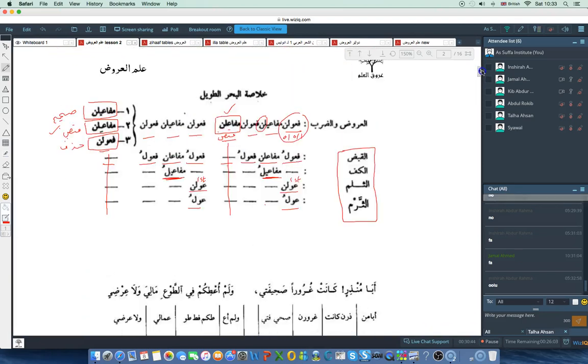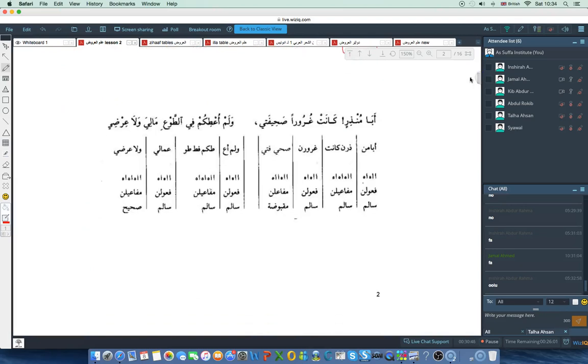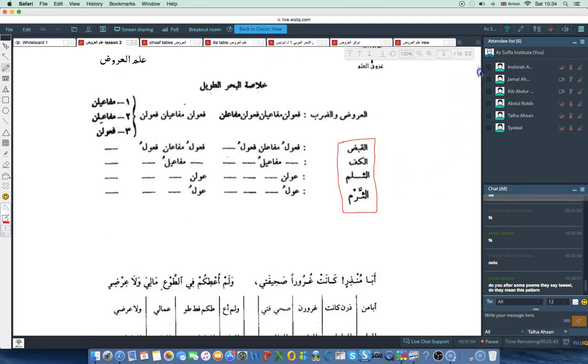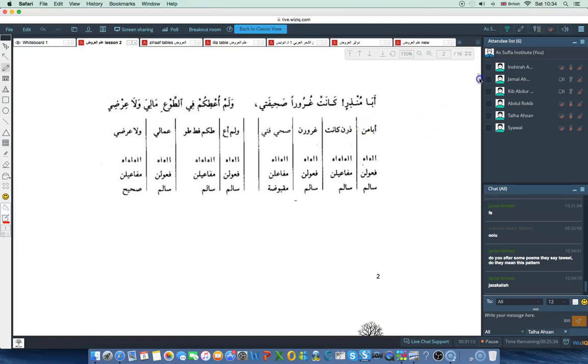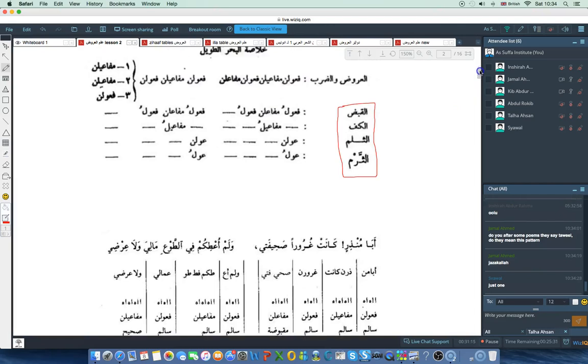So now, for example, if I block this and I say, okay, how many changes can occur to an arood? Yeah, tawil. Very good. So when they say tawil at the end of a poem, that's what they mean. Okay, how many changes can occur to the arood? And what is it? Just one. Yeah, and that is qabad.